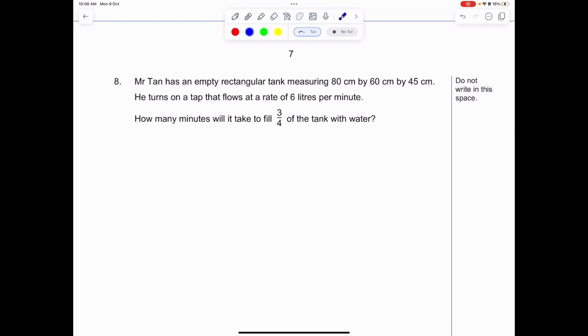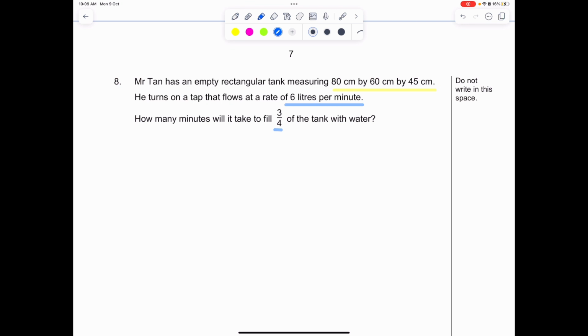Okay, Mr. Tang has an empty rectangular tank measuring 80 by 60 by 75. So this is the full tank size. To find capacity, you want to multiply everything. He turns on the tap that flows at a rate of 6 liters per minute. How many minutes will it take to fill 3/4 of the tank?